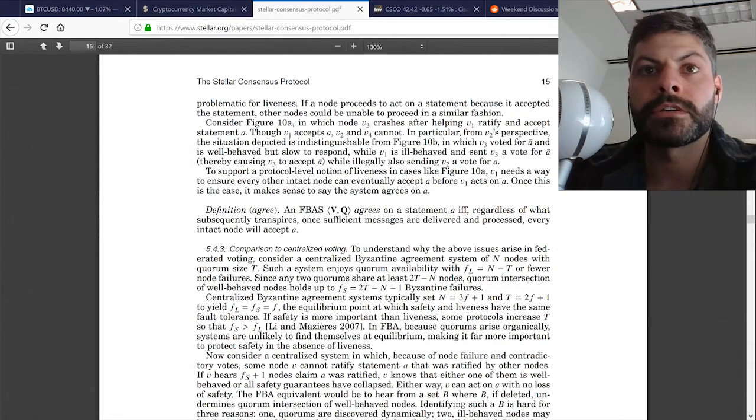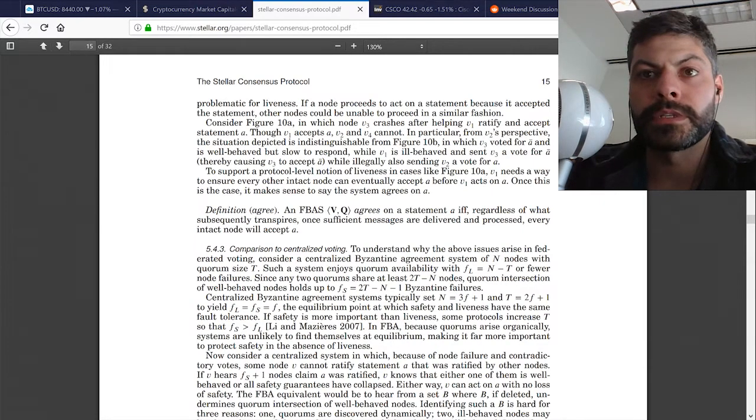5.4.3 Comparison to centralized voting. To understand why the above issues arise in federated voting, consider a centralized Byzantine agreement system of n nodes with quorum size T. Such a system enjoys quorum availability with FL equals n minus T, or fewer node failures. Since any two quorums share at least 2T minus n nodes, quorum intersection of well-behaved nodes holds up to FS equals 2T minus n minus 1 Byzantine failures.